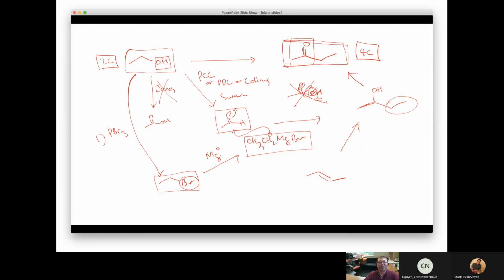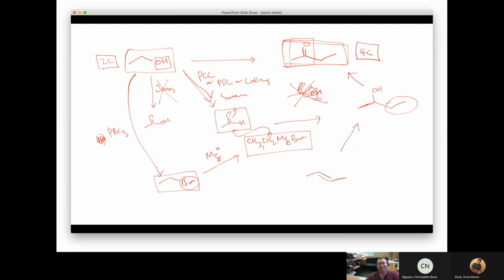There are no numbers needed right now. Then you do the PCC oxidation of the alcohol to make an aldehyde. You can make those two react and make this happen, right? So this is one way to do it.